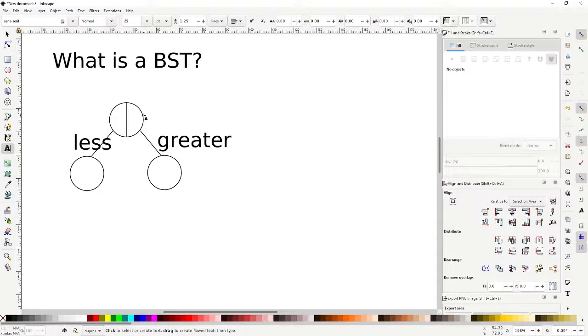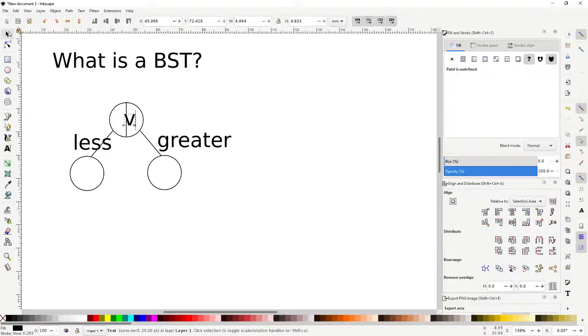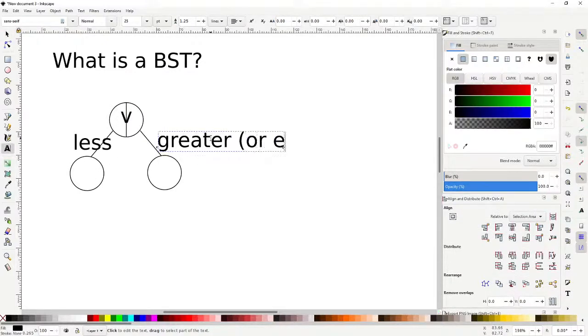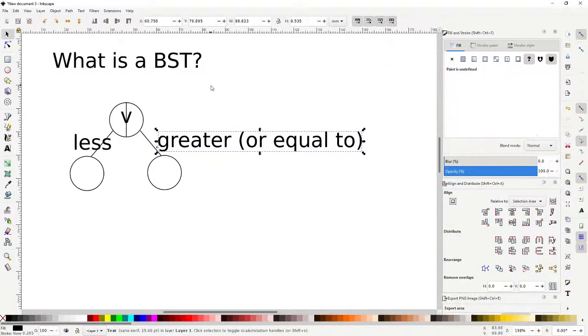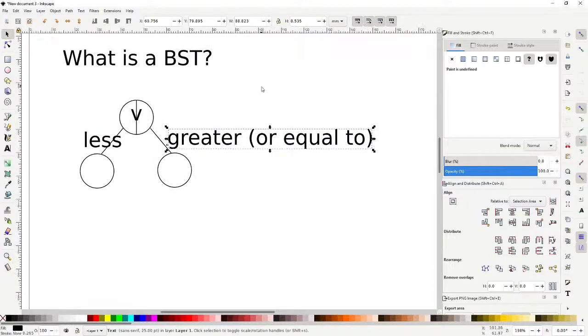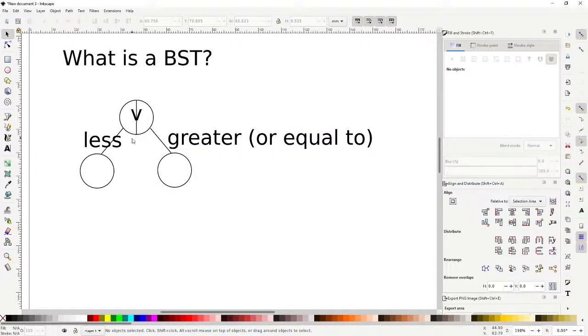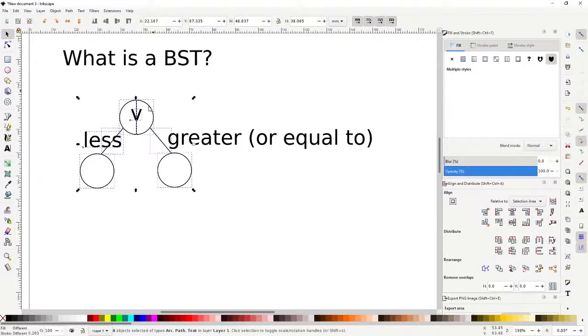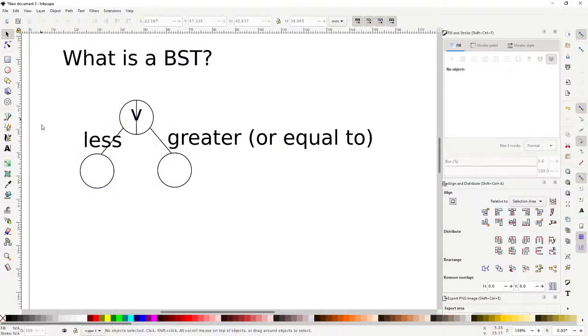You have a single value, and your value is going to be v. So if it's less than v, it goes to the left, and if it's greater than or, technically, equal to v, then it goes to the right. That's the definition of a binary search tree. These nodes can also have nodes popping off of them based on the same rule. But that's the whole idea: less goes to the left and greater than or equal to goes to the right.